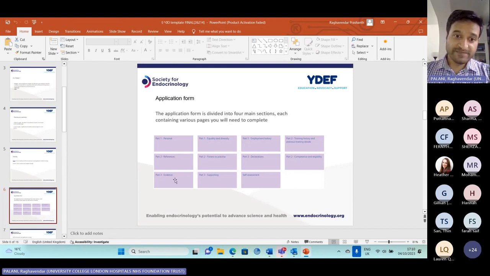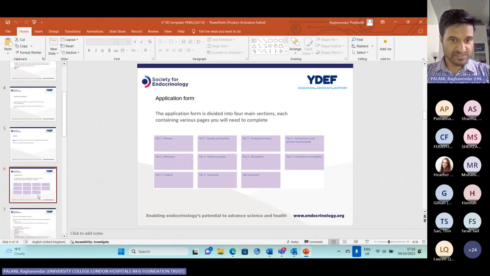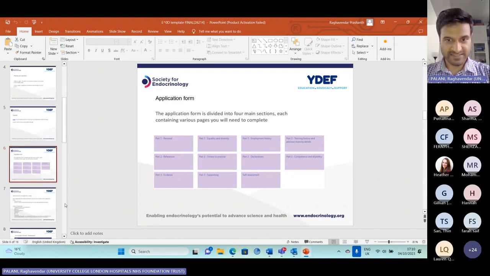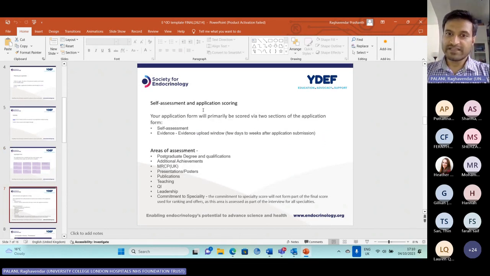And the third part is evidence, supporting documents, and self-assessment. So this is important. I'll talk more about these 3 bits in the next few slides. So, starting off with self-assessment, and application scoring.